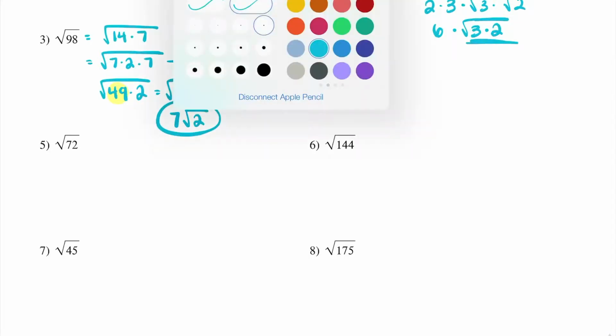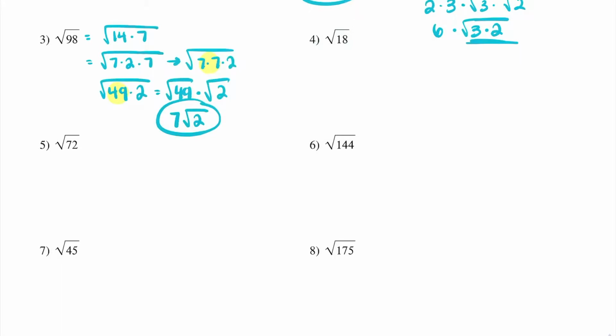Okay, let's keep going. Square root of 18. Oh, we did this one in class, I believe. So I can rewrite the square root of 18 as the square root of 9 times 2, which is the same thing as the square root of 9 times the square root of 2. I know that the square root of 9 is 3, and when I multiply that by the square root of 2, I get 3 rad 2. Excellent. Let's keep going.